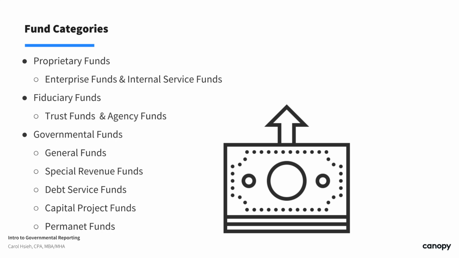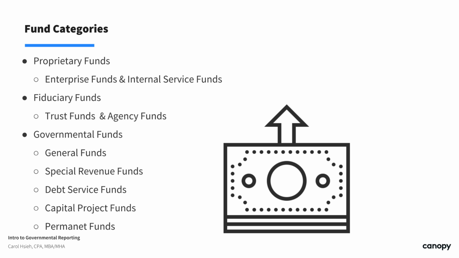Fiduciary funds contain resources held by a government, but they don't belong to the government, but belong to individuals or entities. So these are the trust funds and agency funds. The governmental funds account for everything else. So these are your police service, your fire, your social service, sanitary, and so on.